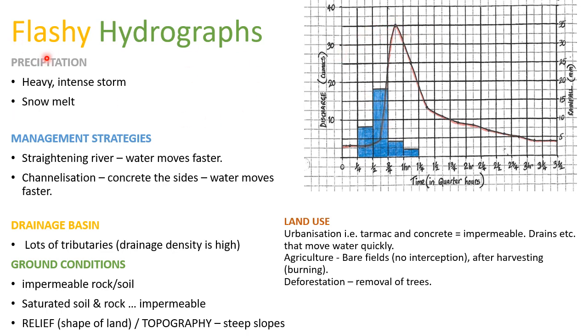And if you have a look, you can see here the sort of things: intense rains, snow melt, maybe they straighten the river, it might have high drainage density, impermeable soil and rock, steep slopes, urbanization, lots of it. There might be agriculture with bare fields, lots of deforestation. All of these factors would be typical of this sort of hydrograph. So again, go back to your brainstorm, your mind map, whatever you want to call it, and see if there's any of those you haven't got and add them in. You might want to draw a little sketch of what the hydrograph looks like as well. When you've got that done, let's have a look at delayed onset.